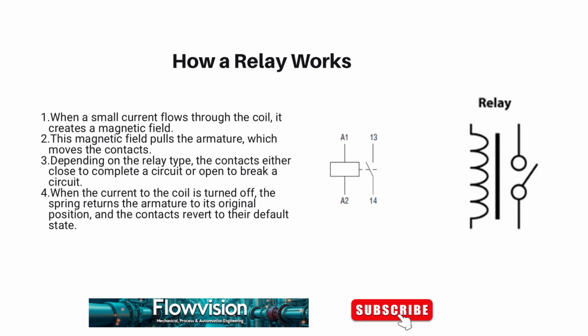So if you've got a normally open relay and you energize it, that contact will close, and then current will be able to flow through the contacts 13 and 14 as shown. And when the current is switched off, the coil will de-energize, and that contact will then open.